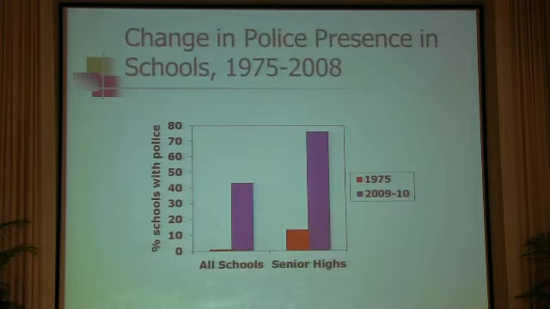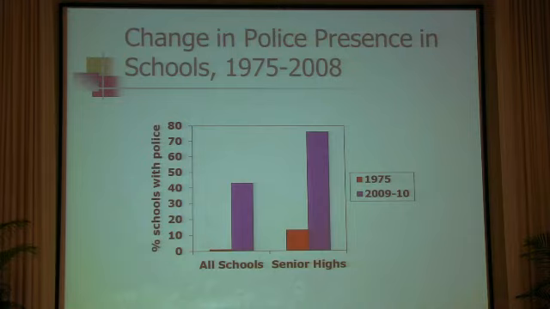And you can see from this chart that all of that increased funding led to a dramatic increase in police presence in schools. The Safe School Study data from 1975, those are the red bars in the chart, showed that principals in only 1% of the nation's schools reported that police were stationed in the school. And among senior highs, it was only 13%.